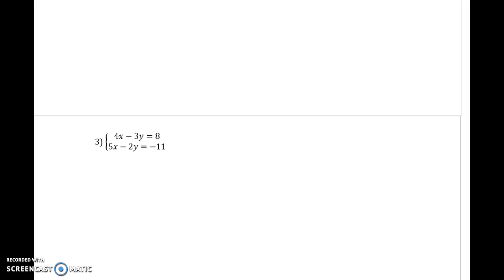So if you look at number 3, you might be seeing, okay, it's 4x and 5x, negative 3y and negative 2y. Nothing's really going to come nice and easy, right? I can't just eliminate the x's or eliminate the y's right now because they're not opposite numbers. And I can't just multiply 4 by 2 or negative 2 on the bottom by 7 to cancel out the y's or the x's. So what I'm going to do is multiply both equations by something.